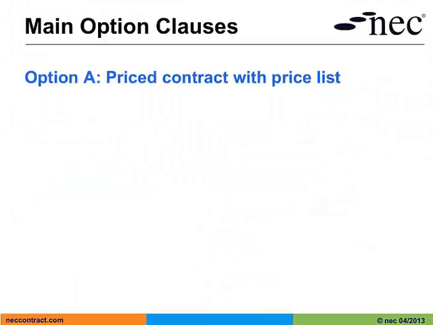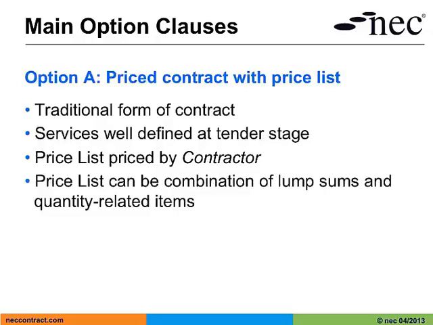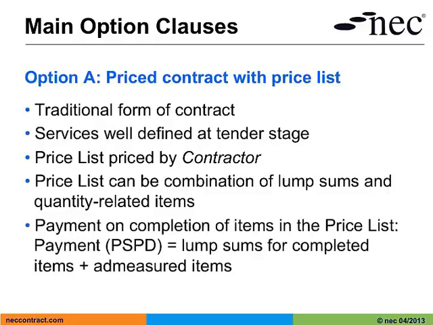Firstly, let's look at option A, price contract with price list. This is the most traditional form of contract, and we can use this where we have a well-defined service at tender stage. Usually the employer would develop a price list at tender stage and issue it to the tenderers. The price list would then be priced by the contractor at tender stage. The price list can be a combination of lump sums and quantity-related items, and the contractor is paid on the completion of items in the price list.